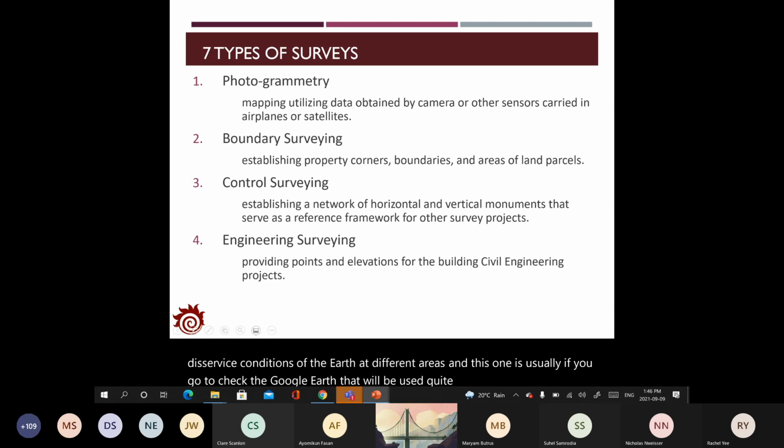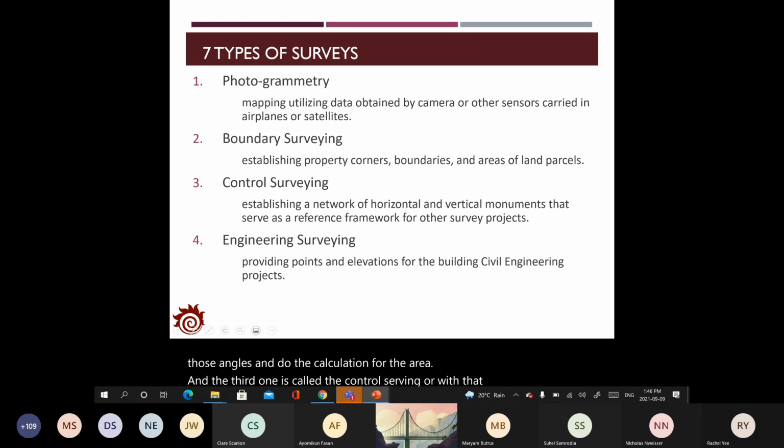And the second type of surveying is called boundary surveying, and this one is usually applied to identify the boundaries of the land, or to establish the property corners, which would be the critical points, and calculate the areas of one land. So basically, most of the time, you just need to specify the boundaries and those angles and do the calculation for the area. And the third one is called control surveying.